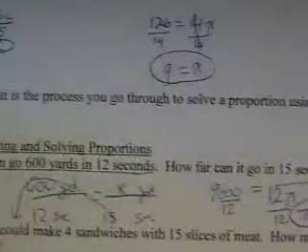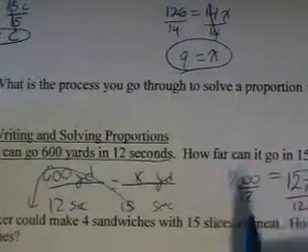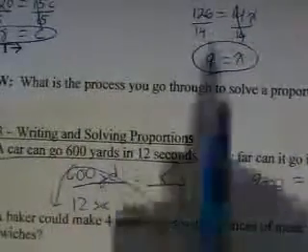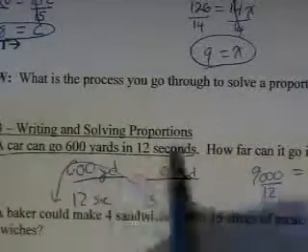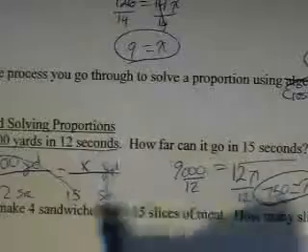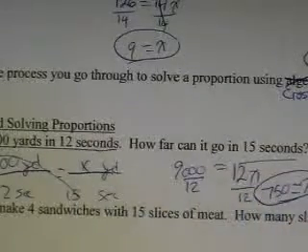Okay. Again, the setup, not too bad. The first sentence is always going to be your first ratio. The second sentence is going to be your second ratio. There will usually be a missing piece.